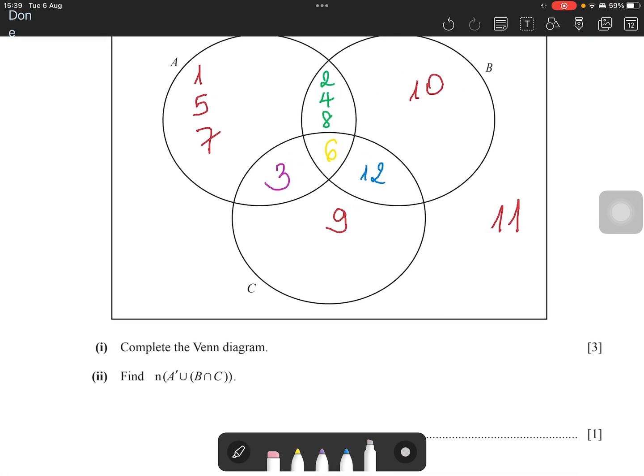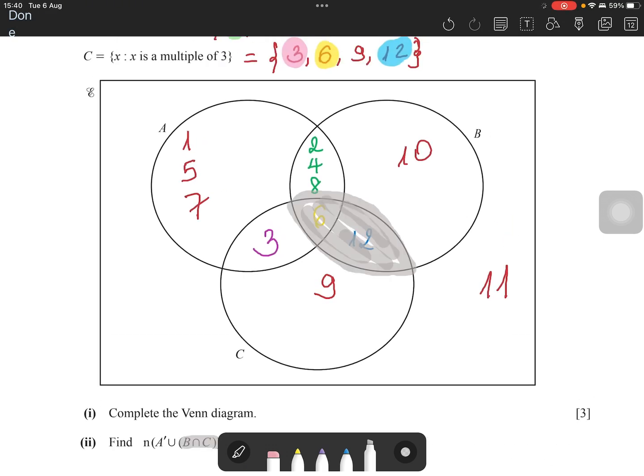Second question, find the number of elements in the set not A union B intersection C. So first we need to find B intersection C. B intersection C is this one. And we shade the whole of this. And then we also want not A. So we shade the whole of not A.